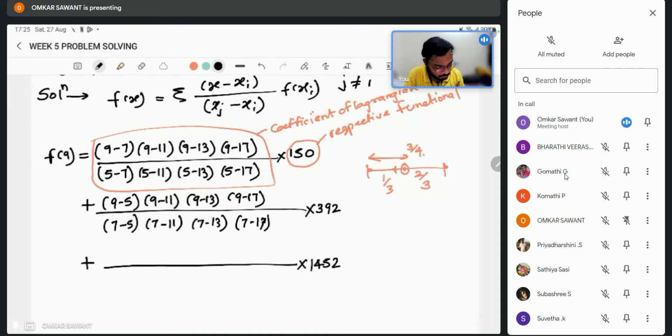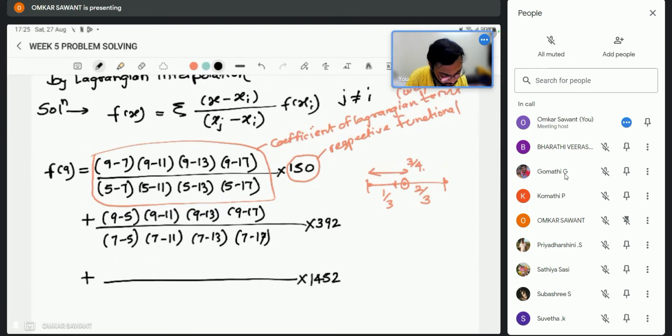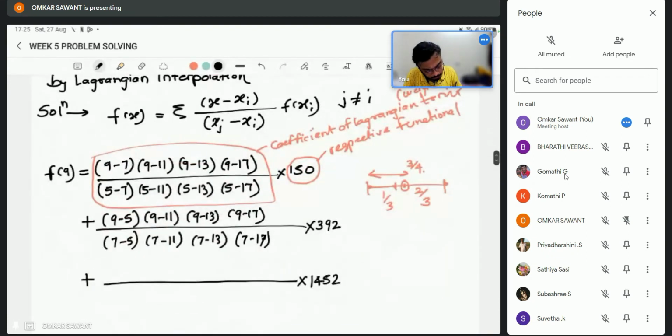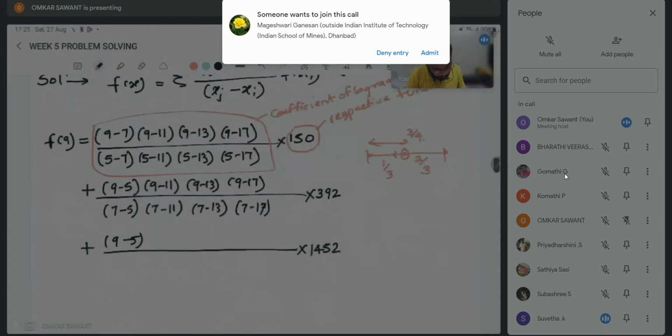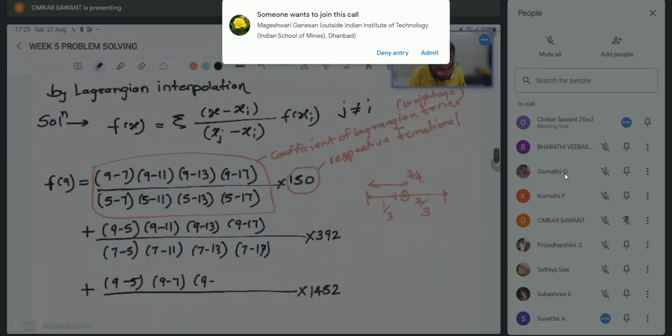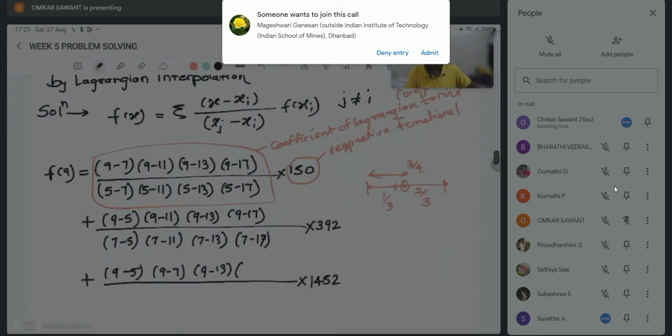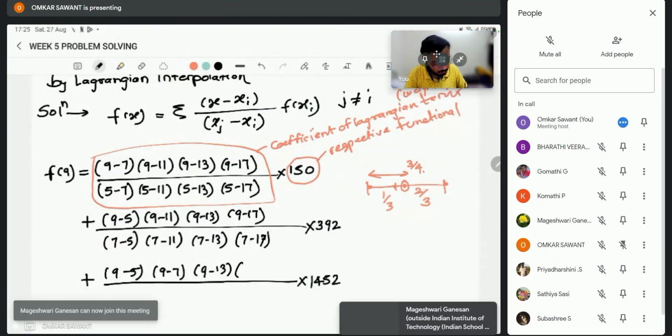Can you tell me the third term? The third term will be 9 minus 5. Yes, right, 9 minus 5. Then 9 minus 7, okay, 9 minus 7. Then 9 minus 13, and 9 minus 17.